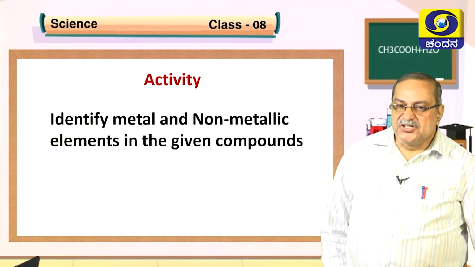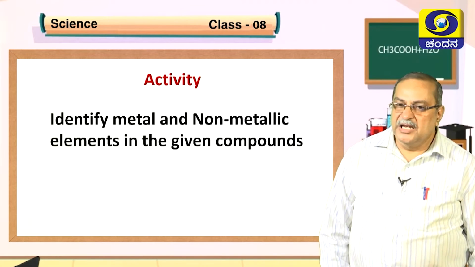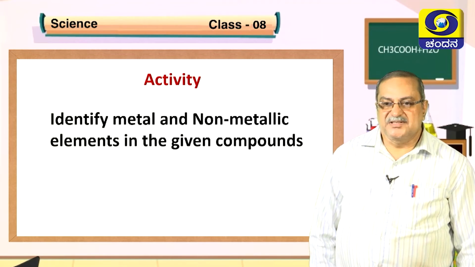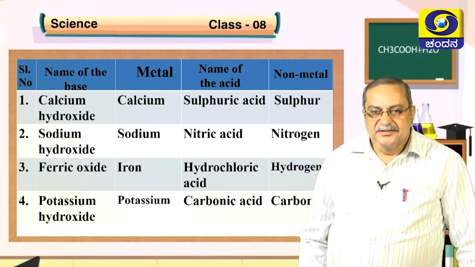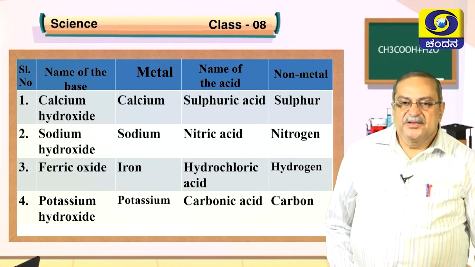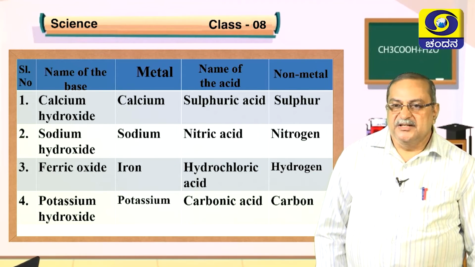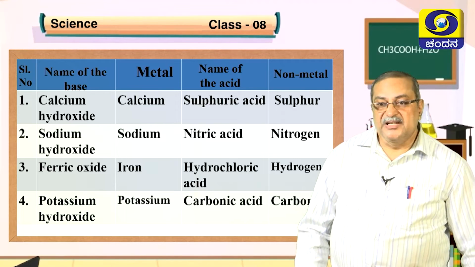Here is an activity, children. You have to identify metal and non-metallic elements in the given compounds. Children, look at this table. We are given a list of bases and a list of acids here. Now let us see the base. In the base, which metal is present? In the acid, which non-metal is present?